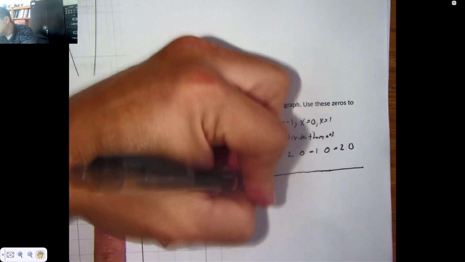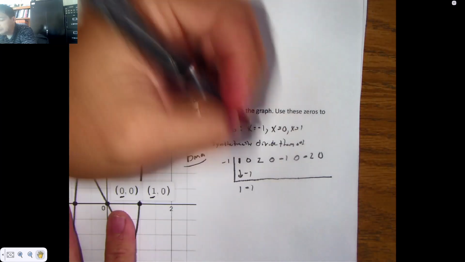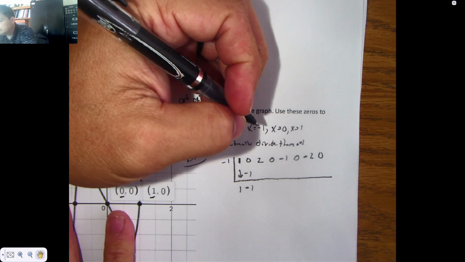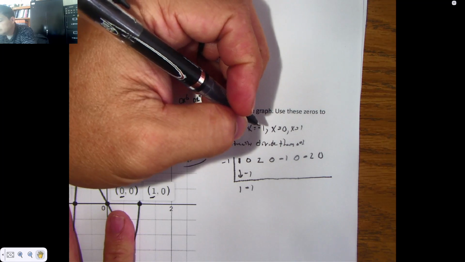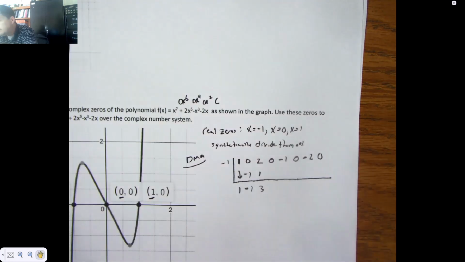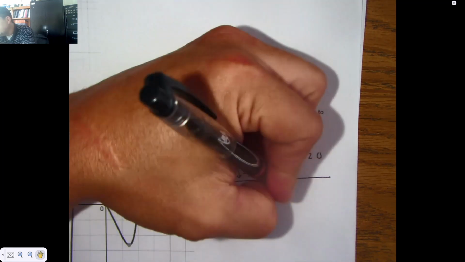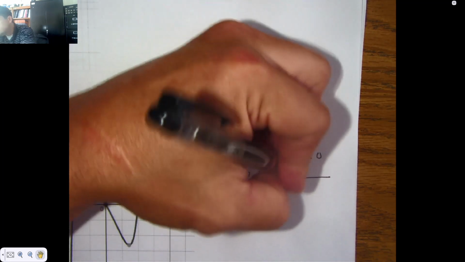So I drop the 1, I multiply, and I get -1. I add, and I get -1. I multiply, and I get 1. Something just seems wrong here. Drop, multiply, and add. I add and I get 3. I multiply and I get -3. I add and I get -3. I multiply and I get 3. I add and I get 2. I multiply and I get -2.